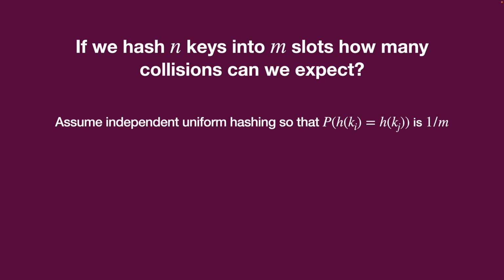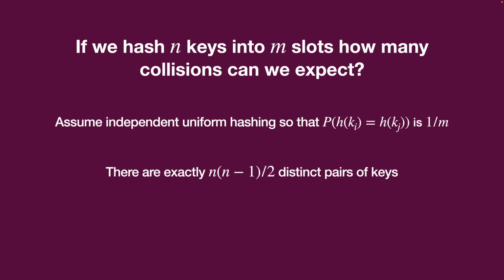And now the second thing I'd like you to notice here is that there's going to be exactly n times (n minus 1) over 2 distinct pairs of keys. And the reason for that is pretty straightforward, but it is an interesting thing to think about. Now, let's think about this in terms of a graph.